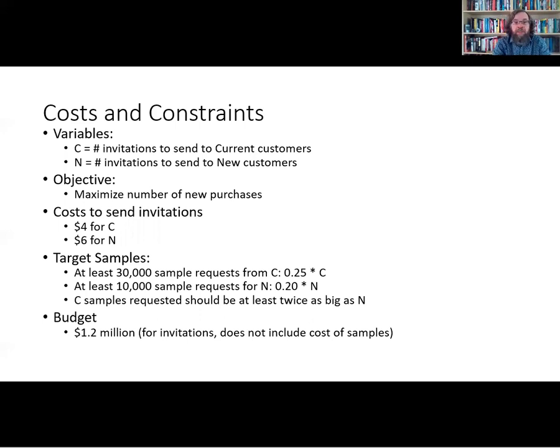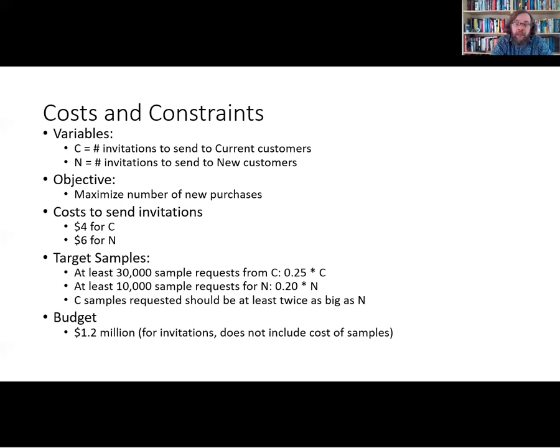So like I said, C represents the number of invitations we will send to current customers. N represents the number of invitations we will send to new potential customers. It costs $4 to send an invitation to a current customer and $6 to send an invitation to a new customer. Those costs could include the cost of actually preparing the materials, the card, the package, whatever we're sending out to these people, or it could just be the cost of deciding who to send the item to. And then, like I said, the goal is to maximize the number of new purchases.